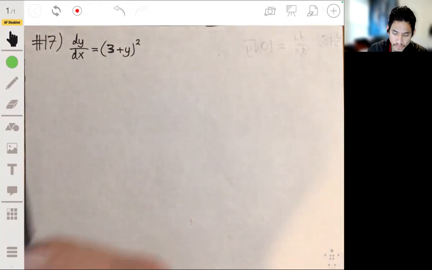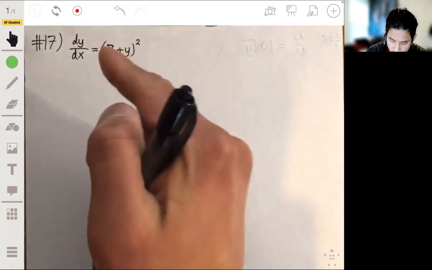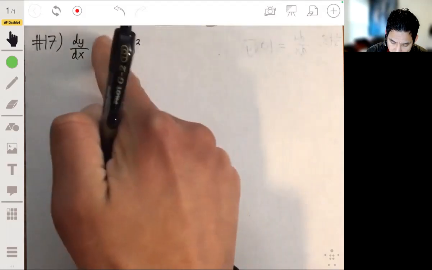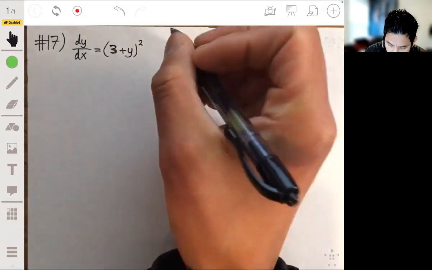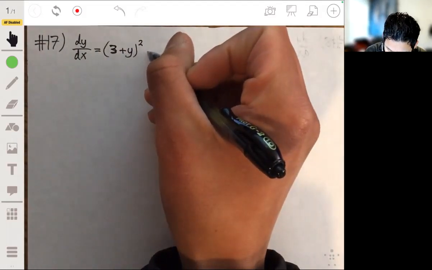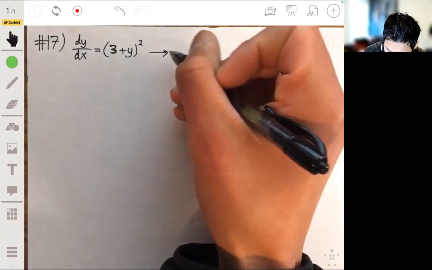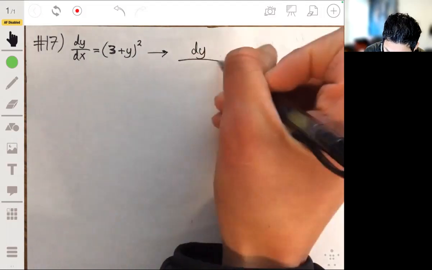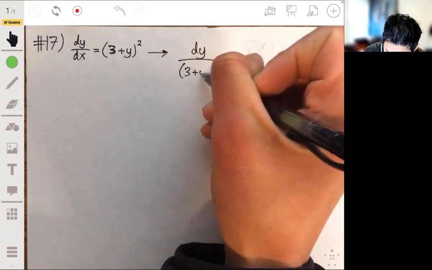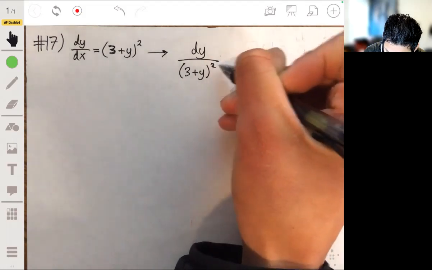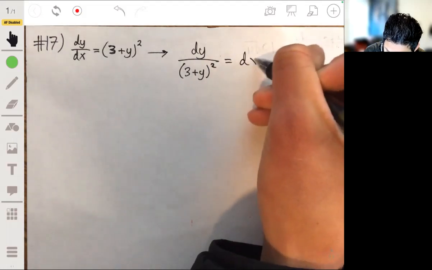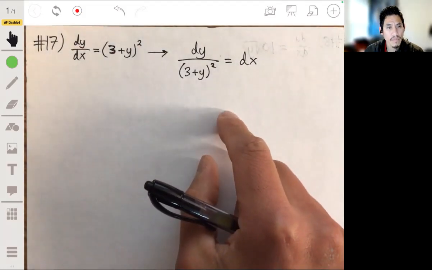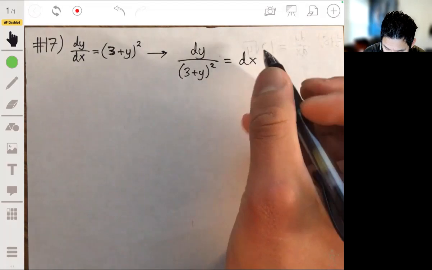All right, so to solve this differential equation, we're gonna multiply both sides by dx and then divide by this group. So we'll get dy over 3 plus y squared being equal to dx. Remember, multiplying by this and dividing by that.